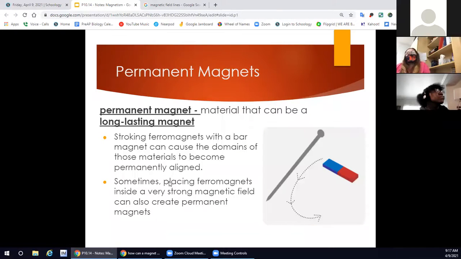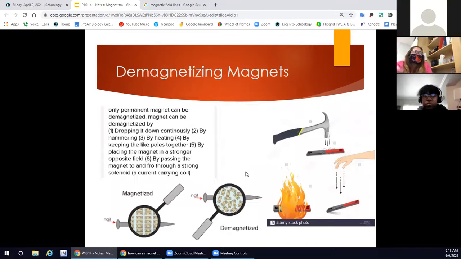Then we have permanent magnets, and these are magnets that can become aligned for a long period of time. These are the magnets that you have on your refrigerators. You can even create them by stroking a bar magnet with these ferromagnets. The more you stroke it, the more aligned it's going to be, and the more permanent it will be aligned for. You could also demagnetize magnets, meaning you can take away their magnetism.